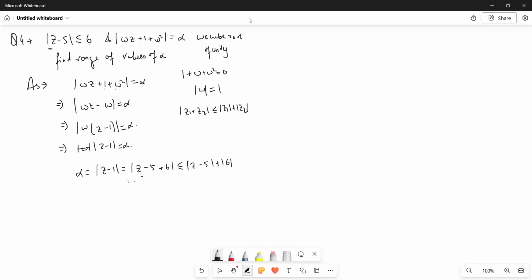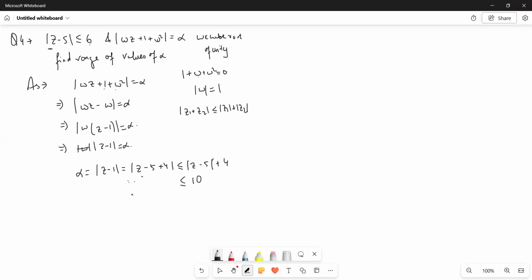सॉरी, ठीक है, एक छोटा सा मिस्टेक हो गया. -1 रखना था ना अंदर में, तो ये +4 होगा. -5 + 4, तो ये भी फिर +4 हो जाएगा. mod of this +4, हाँ ठीक है. So mod of z minus 5 का maximum value is 6, so this entity will always be less than equal to 10. Maximum possible value 10 है.